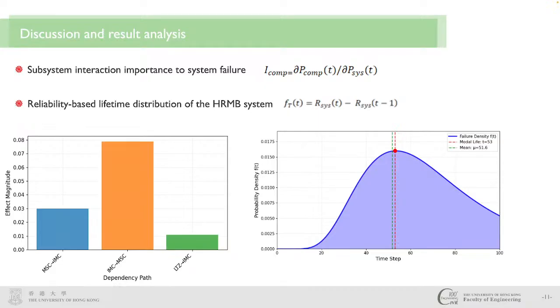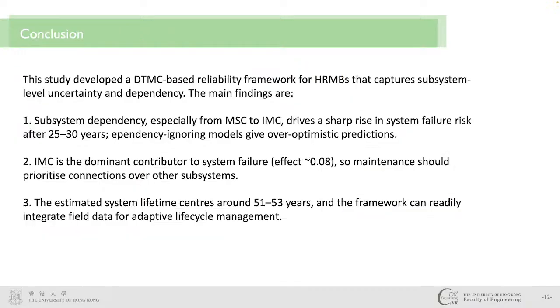And the right figure shows the reliability lifetime distribution. The mean time is about 51.6 years, and the model failure time is around 53 years. This probability estimates both uncertainty-informed maintenance and renewal planning.